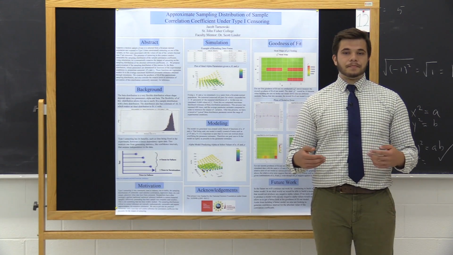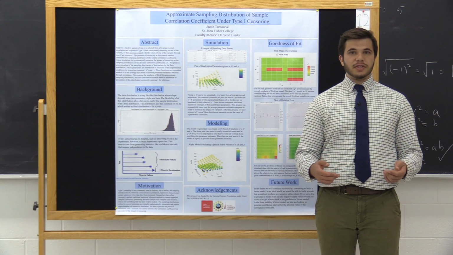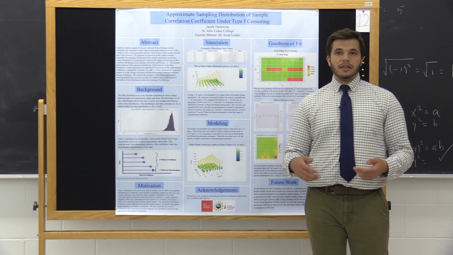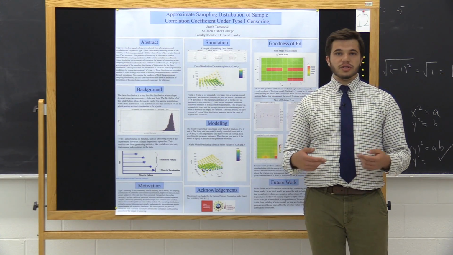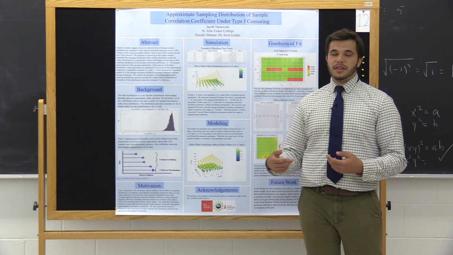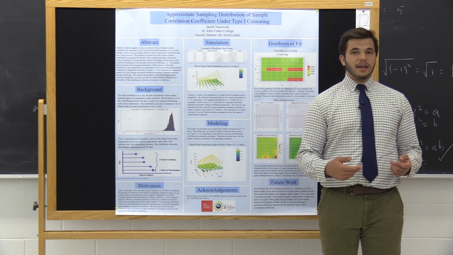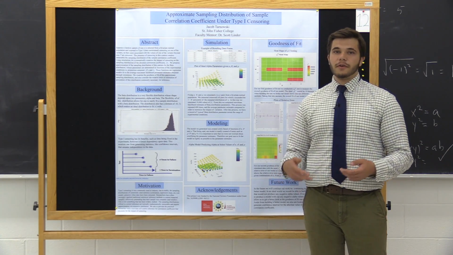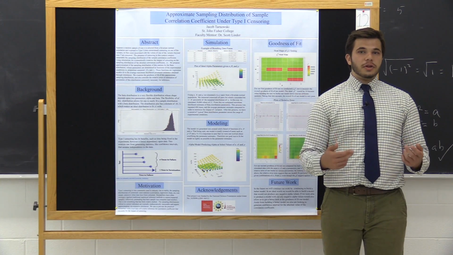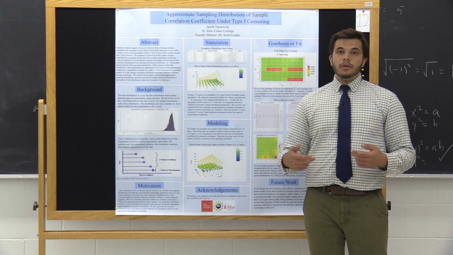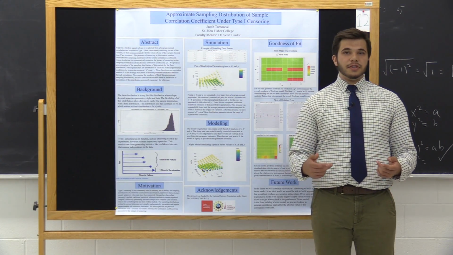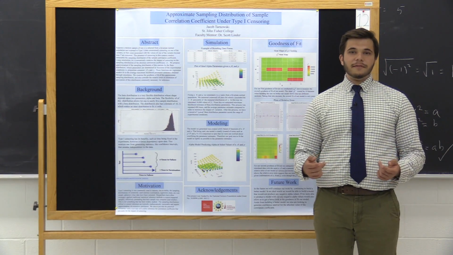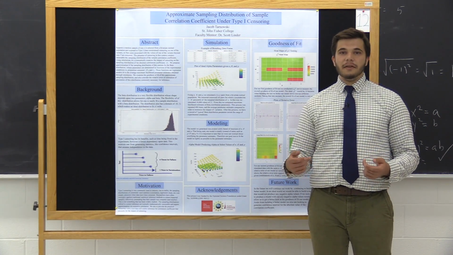Now, when we look at these distributions we simulated, we found that the shifts in the distributions are predictable given changes in these three parameters. This gave us the idea to use another distribution as an approximation for the sampling distribution. We chose to use the beta distribution. We chose the beta distribution for two reasons. One, it is extremely flexible due to its parameters alpha and beta.